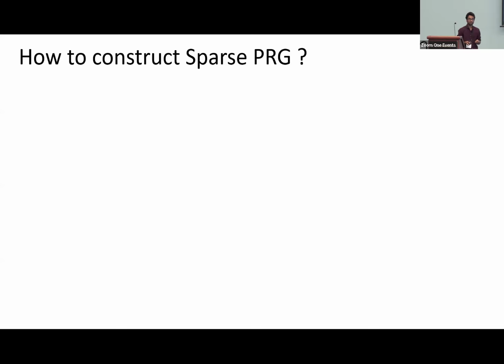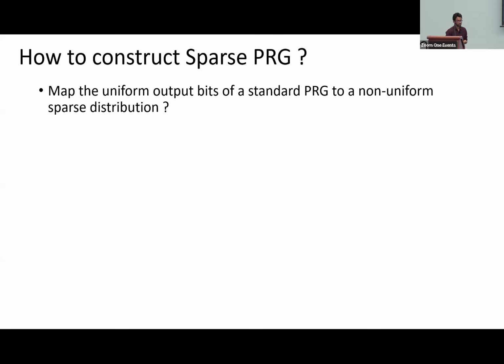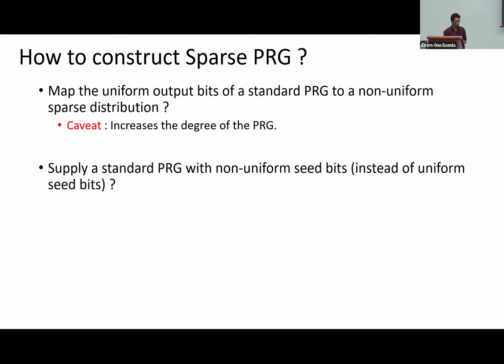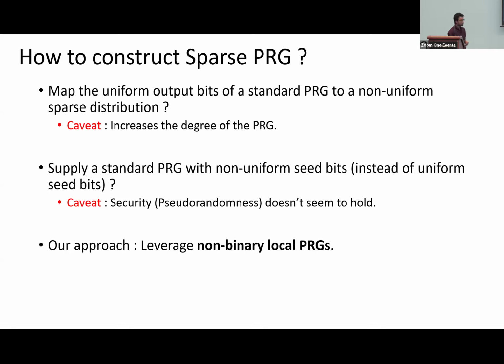So how should we go about constructing such sparse PRGs? One idea is to just map the uniform output bits of any standard PRG to a non-uniform sparse distribution. But then the caveat in this approach is that, as we discussed, this increases the degree of the overall PRG. Another possible approach is to supply a standard PRG with non-uniform seed bits instead of uniform seed bits, but this runs into some security issues. So our approach to this problem is to leverage non-binary local PRGs.